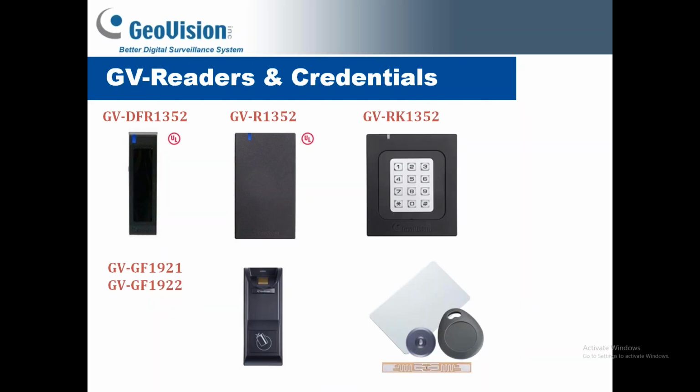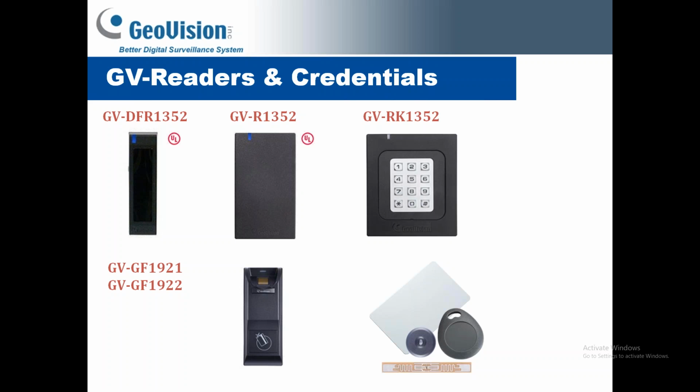Our current lineup of readers, the models on the top, they're all outdoor rated, they're all UL rated as well. You've got the DFR 1352, which is a mullion style. The R1352 would be a single gang style reader. And then the RK1352 is a combination reader. It will do both card and PIN, so you can do dual authentication. On the bottom left is our fingerprint reader. Again, it does have dual authentication capabilities with finger and card.